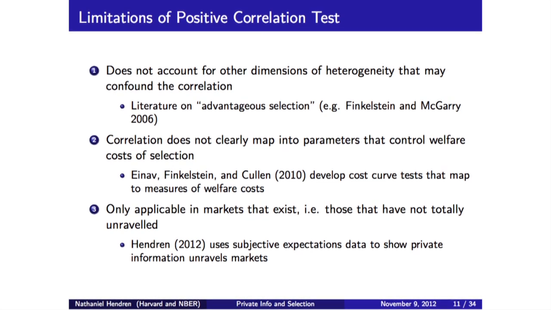So there's this literature on advantageous selection. For example, Finkelstein and McGarry have a paper that we'll talk about in a second. Now, second, there's also an issue with the positive correlation: not only do we want to know if there is adverse selection or private information, we also want to know whether or not we should care about it, right? Or should we do anything about it? And the fact that higher risk people purchase more insurance doesn't necessarily say how bad of a problem that is.